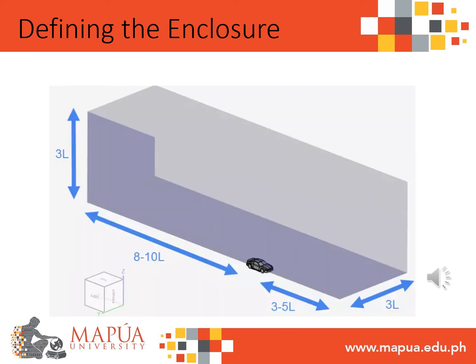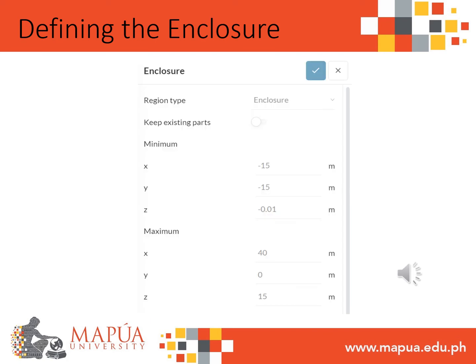For the dimensions of our enclosure, we will use the rule of thumb provided in one of the Simscale tutorials. According to that tutorial, the dimension of downstream is 8 to 10 times the length of the object. In our case, it is the length of the car. For the upstream, it should be 3 to 5 times the length of the car. And for other dimensions, it should be 3 times the length of the car. These are the coordinates of our enclosure.